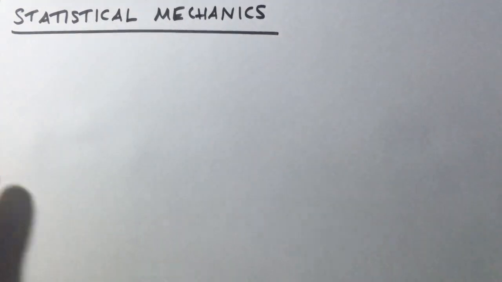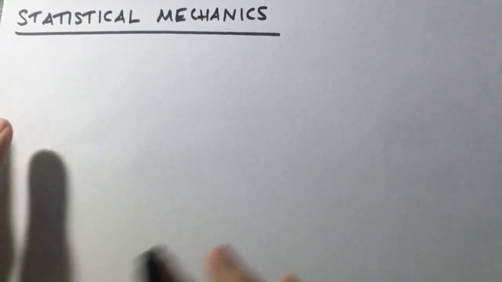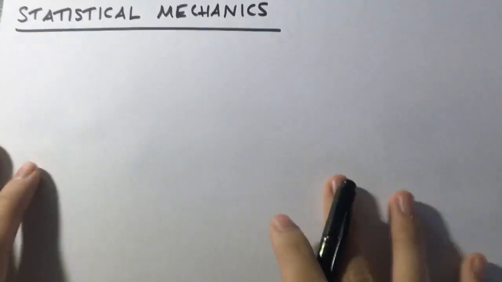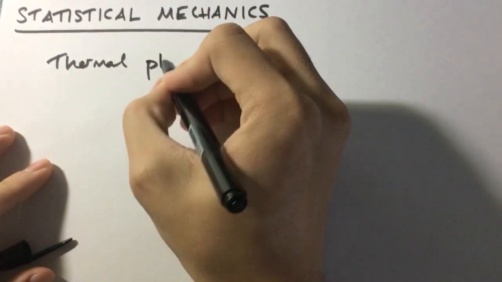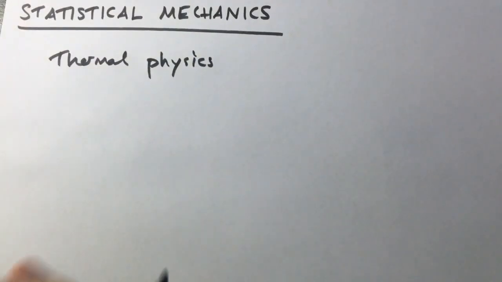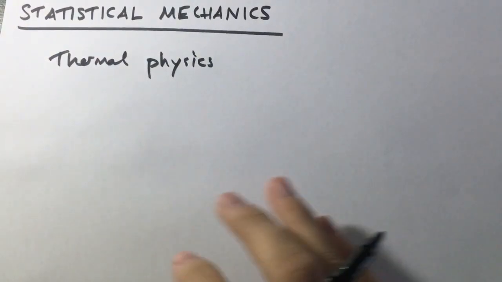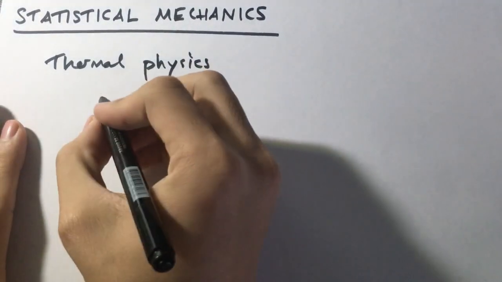So statistical mechanics, what is it? What is it all about? Well, statistical mechanics is a field that's really related to thermal physics. So I think I'm going to talk about that one first. So thermal physics, right, is a field that sort of deals with heat and energy and how that affects different systems and so on.